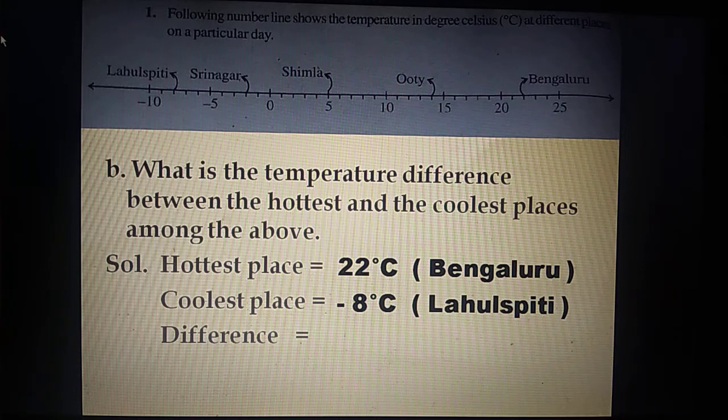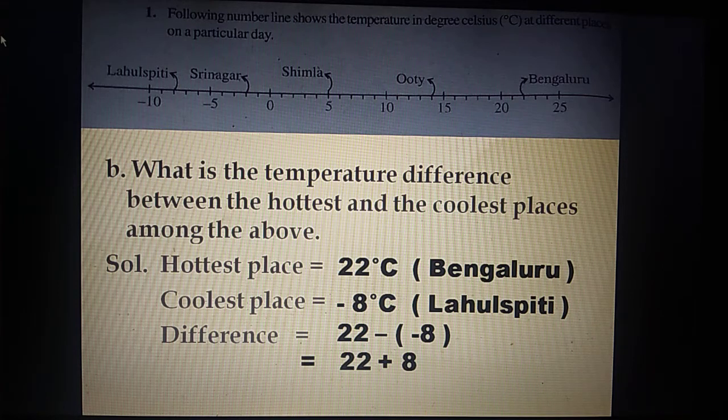So if you want to find the difference between the two values, just subtract the second value from the first value. Now when you open the bracket here, as there is a minus sign outside the bracket, you will see the change in the sign of the value which is inside the bracket. So we will get 22 plus 8 now. Add them. Yes, the final answer is 30 degrees Celsius.